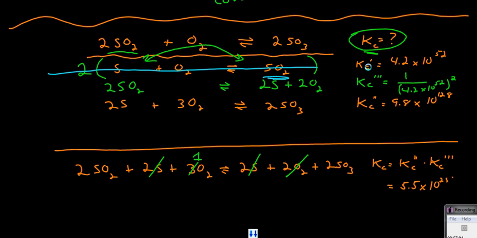Now, by flipping and by doubling the amounts of everything in that reaction, we will have to take the reciprocal of our original equilibrium constant, and we'll have to square it as well. Now, it really doesn't matter what order you do this, whether you take the reciprocal then you square, or you square then you take the reciprocal. It doesn't matter. It'll give you the same value.